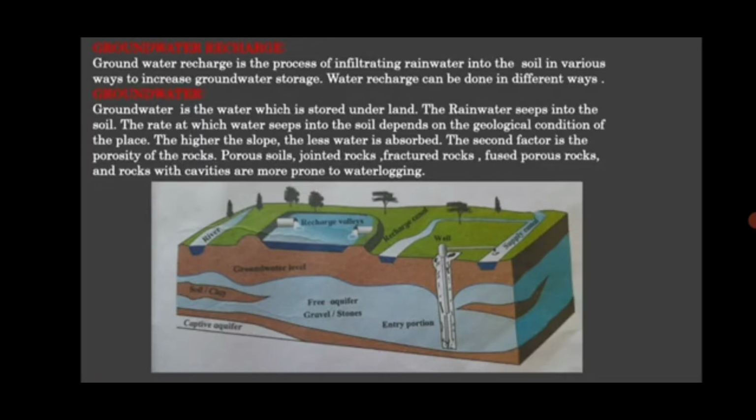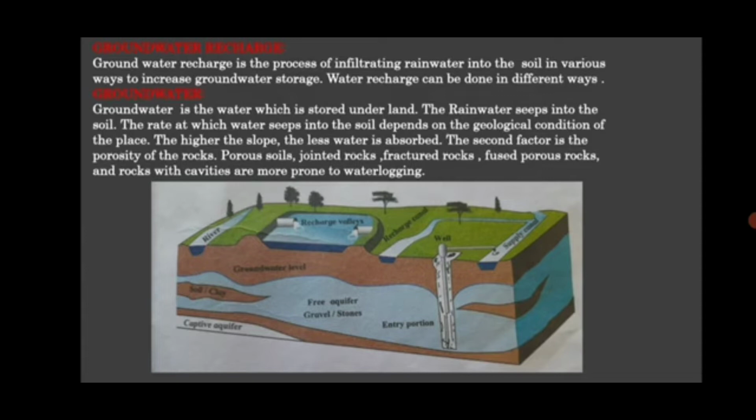Now, let's see the next topic, that is groundwater. What is groundwater? It is water which is stored under the ground, that is under the land. The rainwater seeps into the soil. As it seeps into the soil, the upper layer of the soil becomes saturated. Why does it become saturated? Because more water continues to flow into the lower layer of the soil. This water is absorbed through the loam in the soil and the cracks in the rocks.